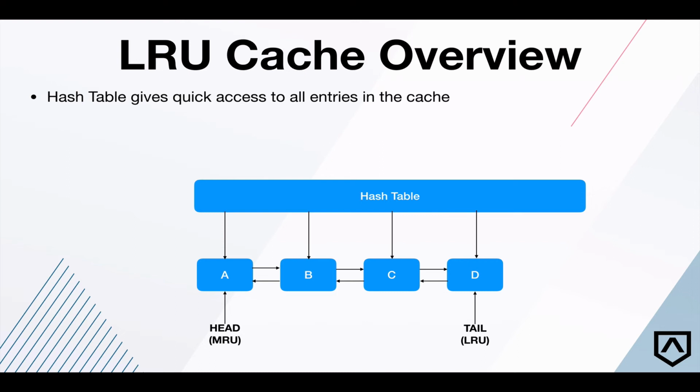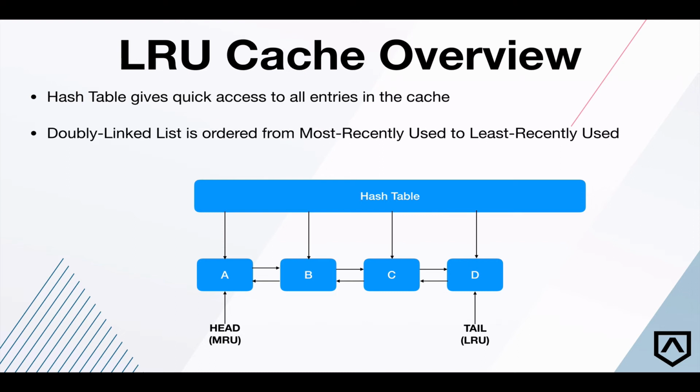The doubly linked list is what we're going to use to order from most recently used to least recently used. In this example, the head of the list, where node A is, is the most recently used one. And by most recently used, that means either most recently added to the cache or most recently accessed in the cache. Both of those cases count as used. At the other end of the list, we have the tail, the least recently used entry in the cache, and the one most likely to be discarded if our cache gets full.